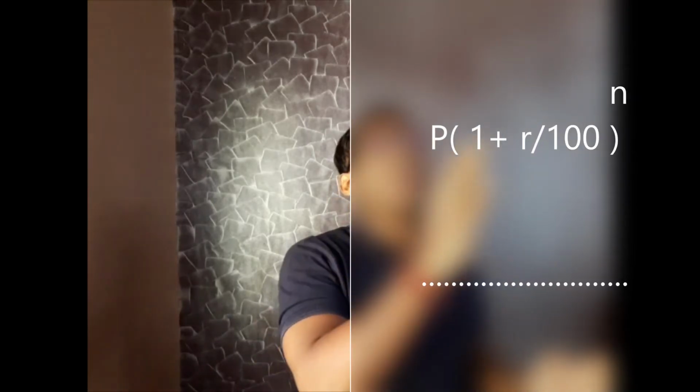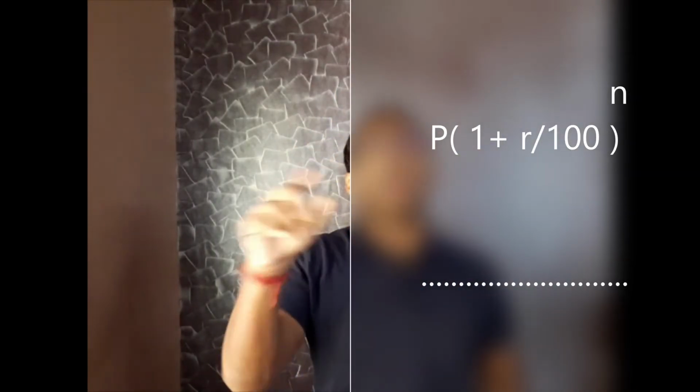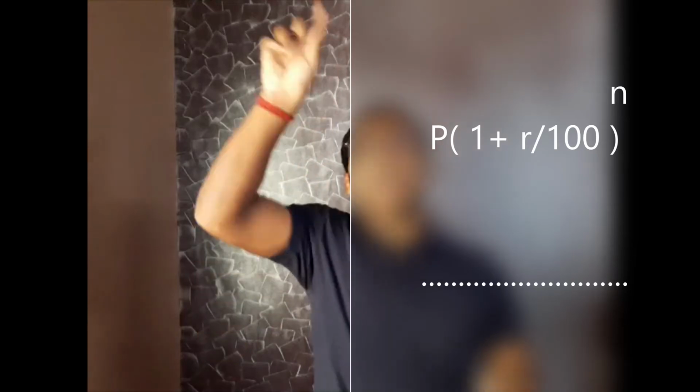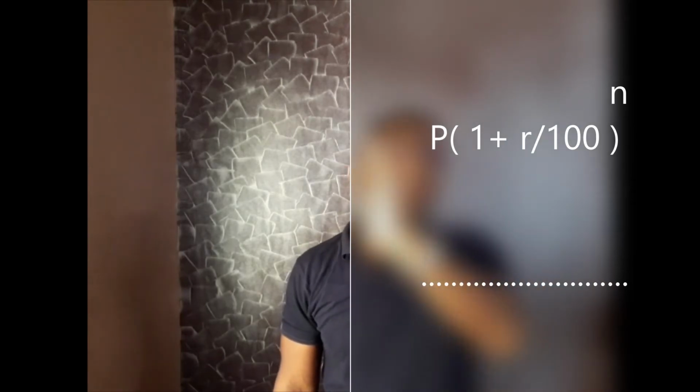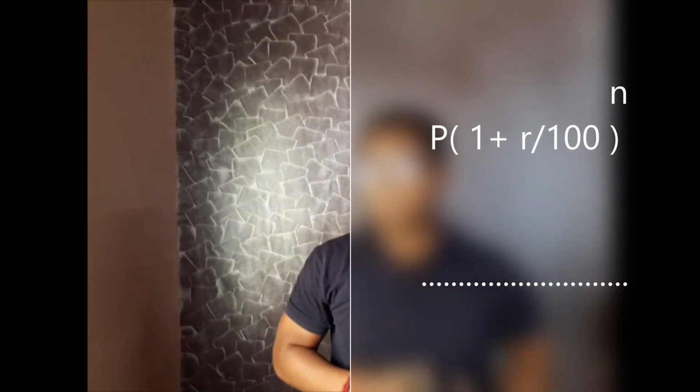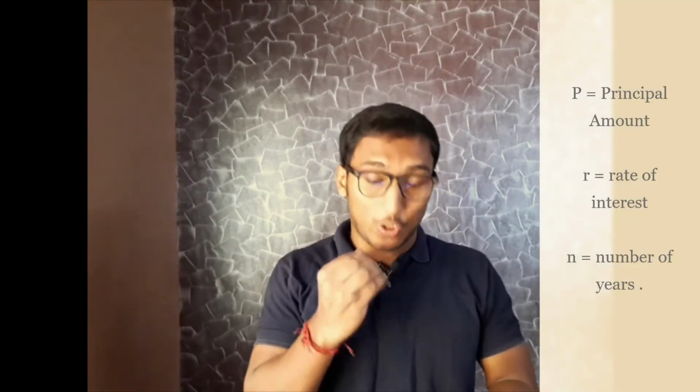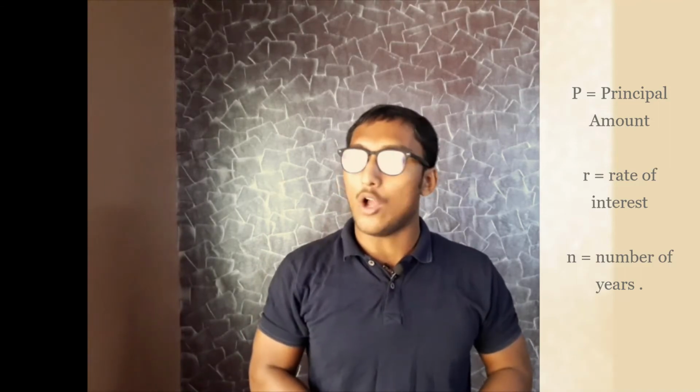That is P(1 plus R by 100) to the power n. Yes. So P in bracket 1 plus R by 100, to the power n. You know what P is? P is the principal amount, R is the rate of interest. Your rate of interest can be calculated annually, half yearly, quarterly. Got it? Also monthly. And n is the number of years. Your P is 200 in our case. R is 10 in our case.